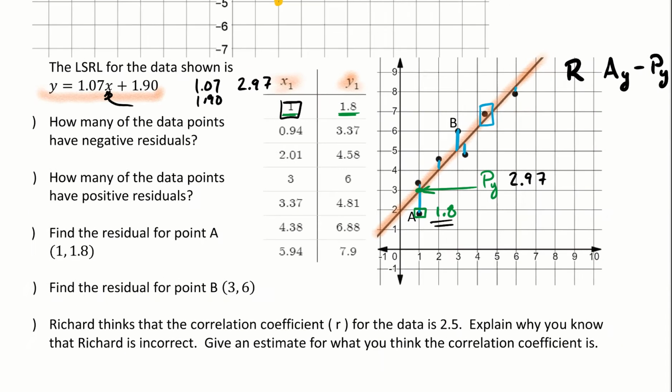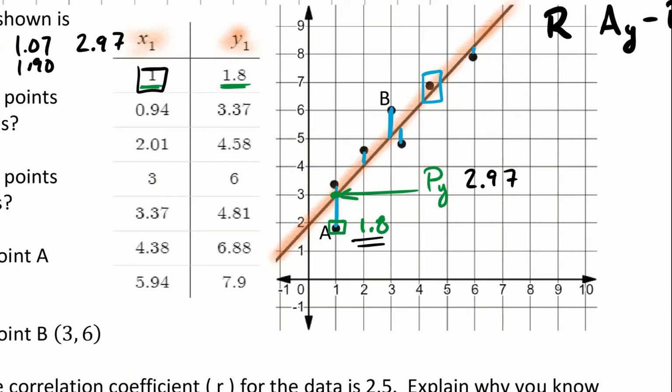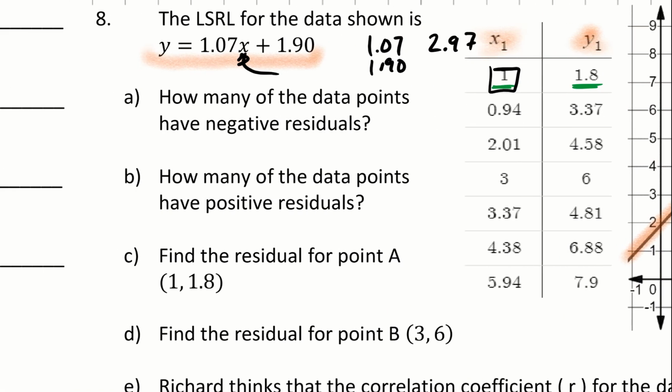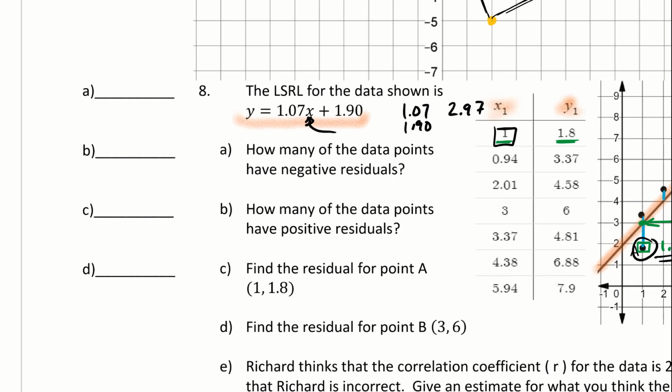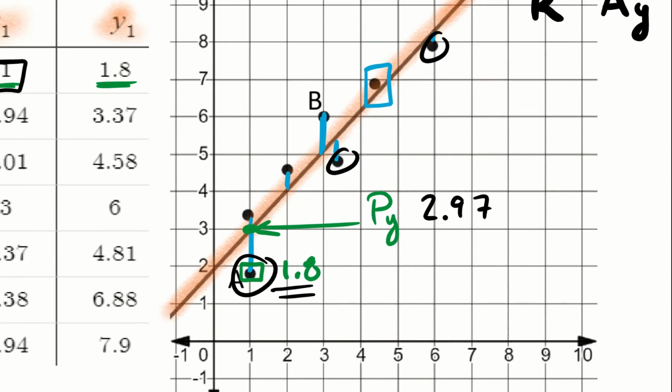So I think I'm ready to answer a couple questions. First one is, how many of the data points have negative residuals? Well, I can see that those are the ones that are below the model, and I can see that there's exactly 1, 2, 3 of them that are below the model. So we'll say that three of the data points have negative residuals. B says, how many of the data points have positive residuals? Well, I can see the ones that are up above the model. I've got 1, 2, 3, 4 of my data points that are above the model.